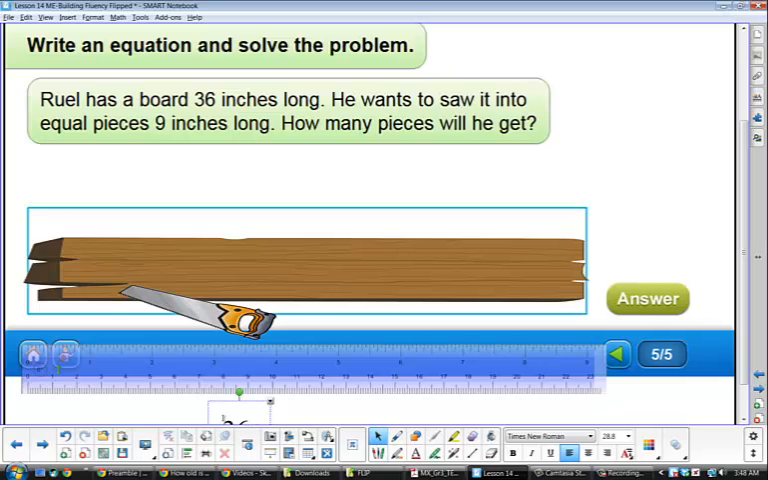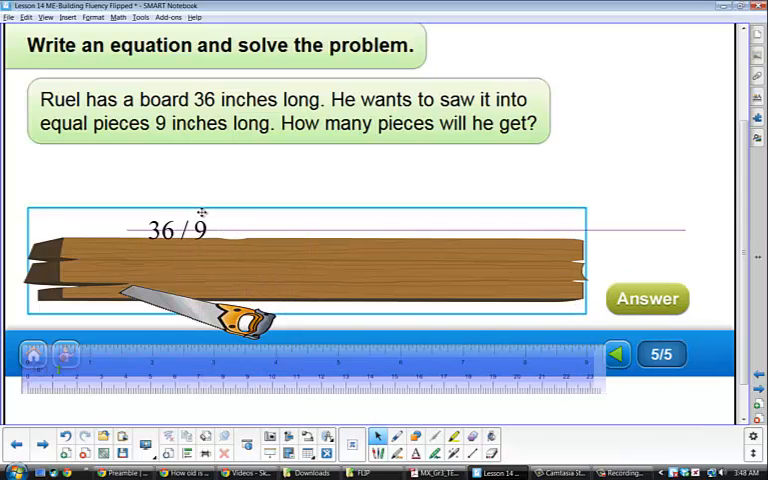36 divided by 9. Now notice I don't have the divide sign, I just have 36/9. It is a fraction. How many 9s are in 36? And let's check our answer.